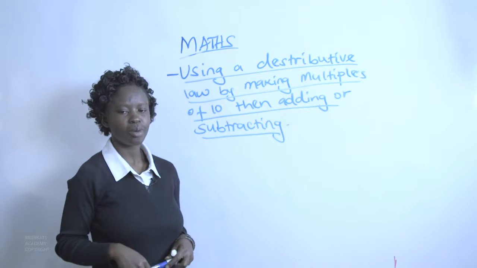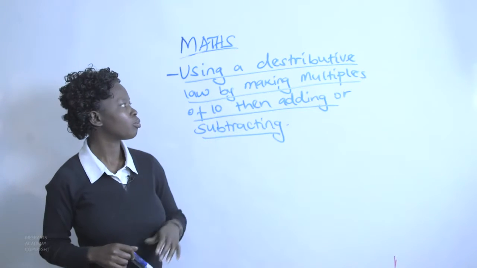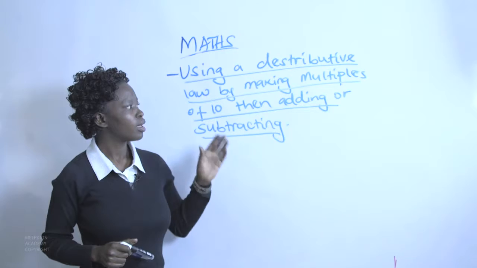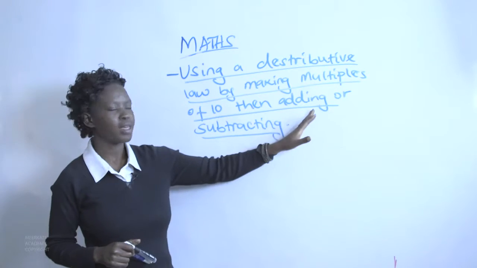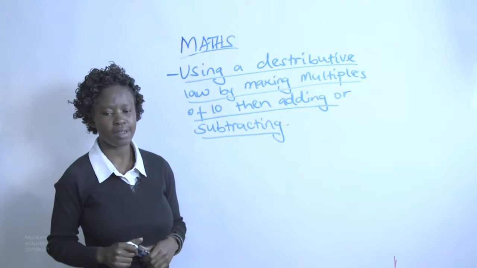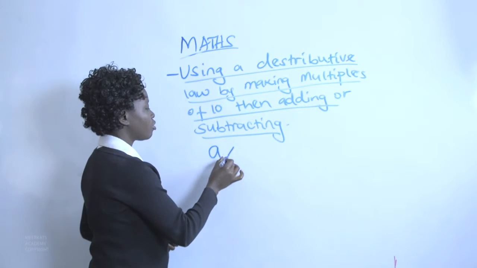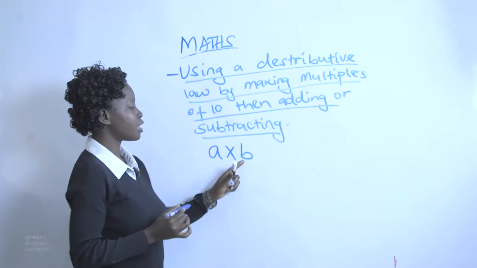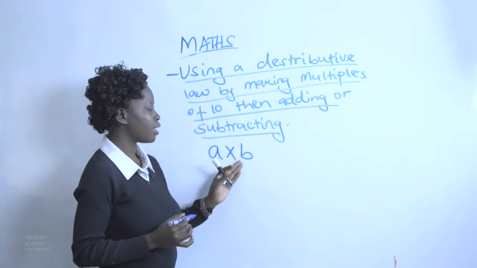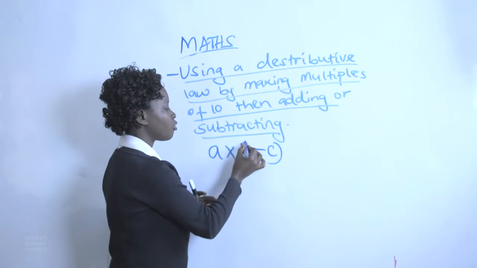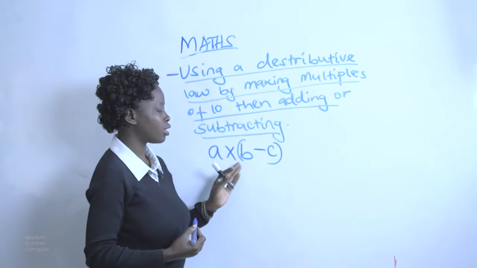Another way in which we can multiply the numbers is simply using the distributive law, by making multiples of 10, then adding or subtracting a digit. So what we do is this. You can be having a number that you are multiplying, but this number is not a multiple of 10. So you make it a multiple of 10, then after that, you subtract a given digit from that number so that you get back the original digit, or you add a digit on that to get the original digit.